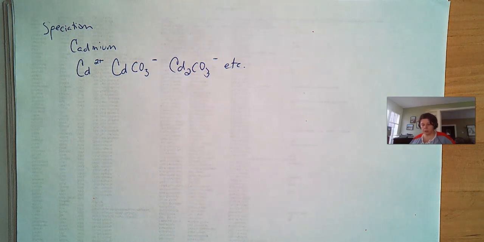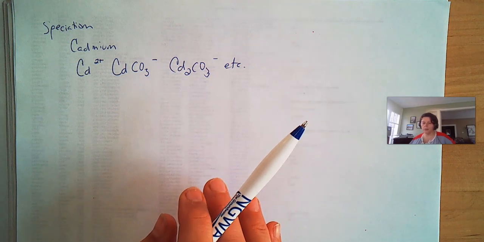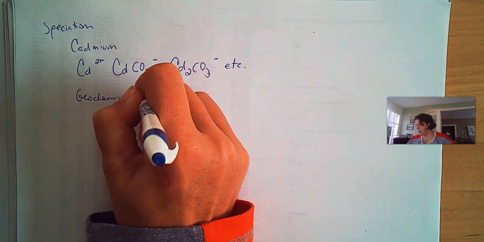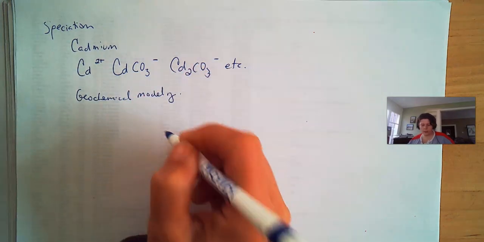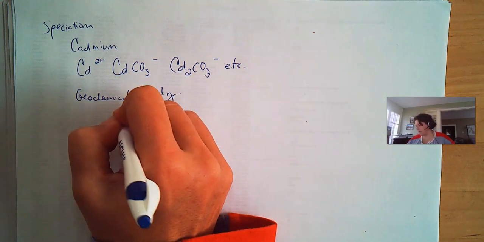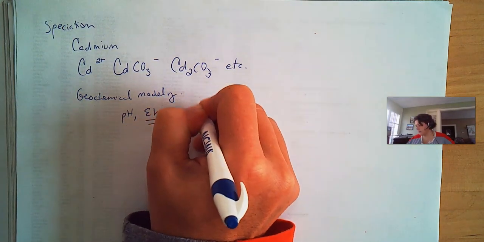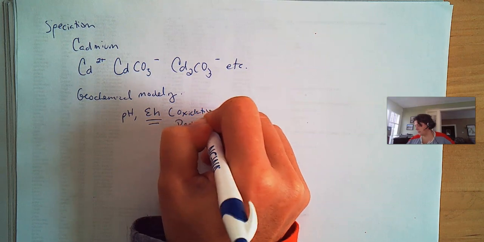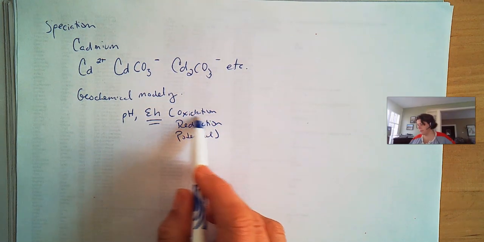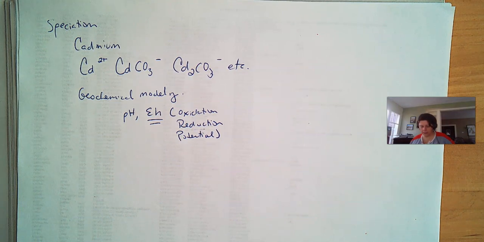So as we change the chemistry of our system, we can get different species in the system. If we did geochemical modeling, we can work through this and figure out what is most likely to be in your system. These things can depend on pH. It can also depend on Eh, or the oxidation reduction potential of the system. So how oxidizing or reducing is the system, and the pH will tell you which species are going to be inside of there.